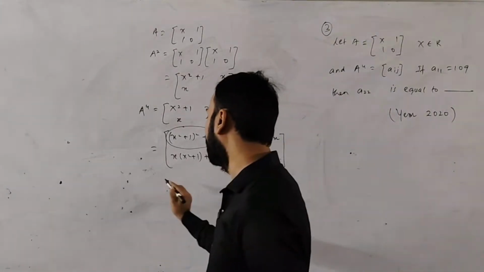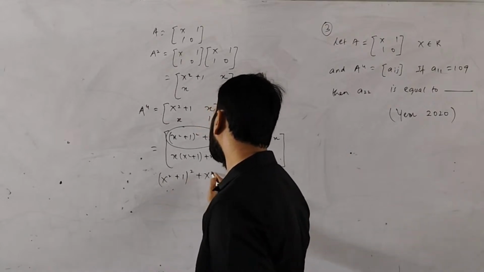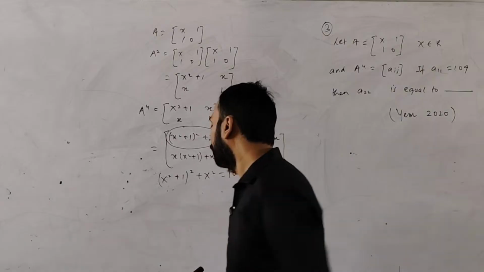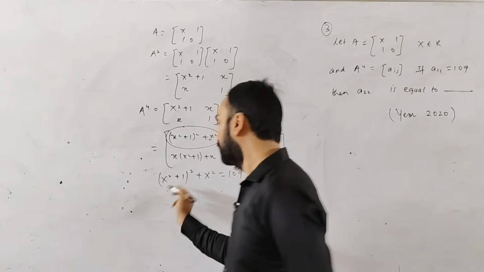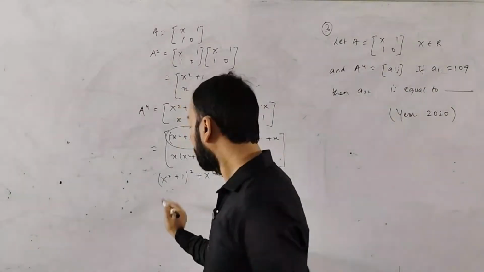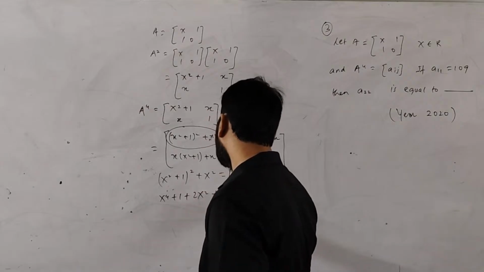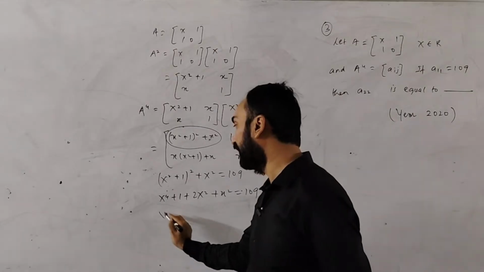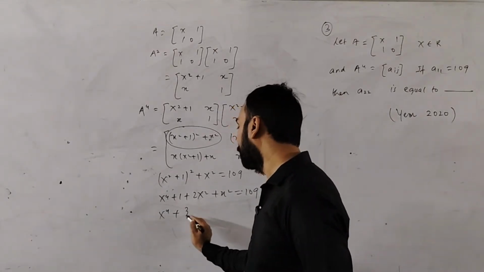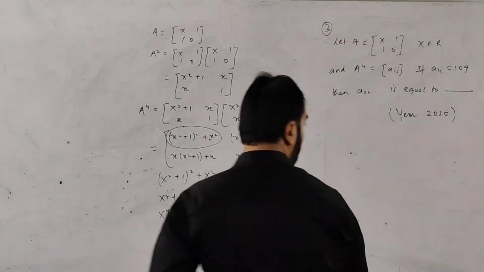So we can solve it for 109. x square plus 1 whole square plus x square is equal to 109. From here we will try to find the value of x, right? So very simple, no? Just open: x to the power 4 plus 1 plus 2x square plus x square is equal to 109. Correct, no? Now from here I can write x to the power 4 plus 3x square plus 1 is equal to 109, and that can be written as what?